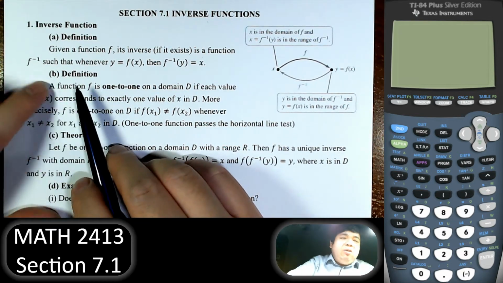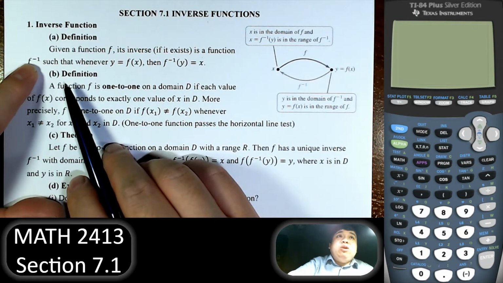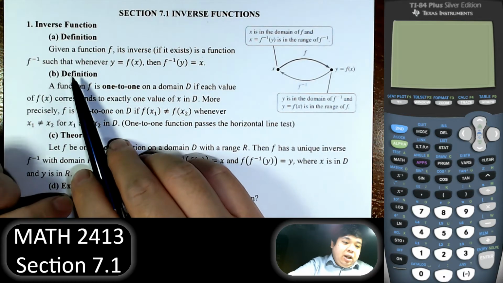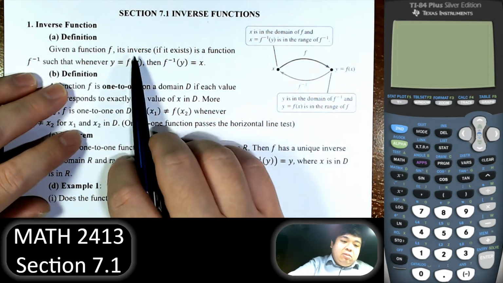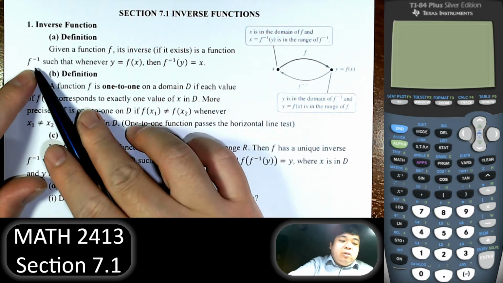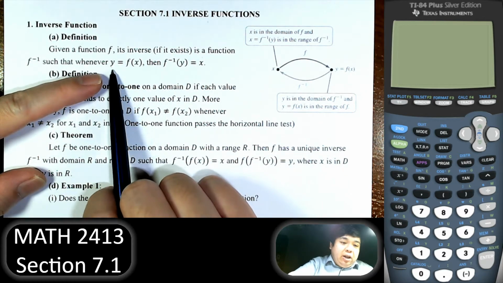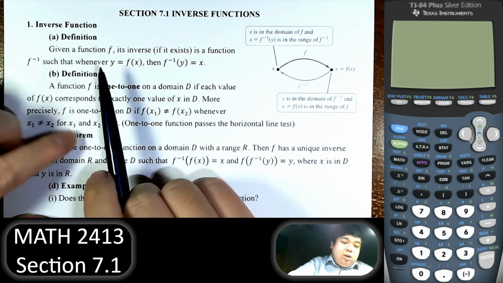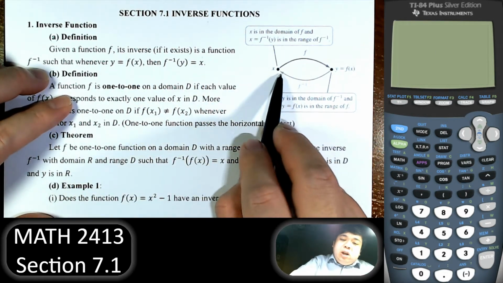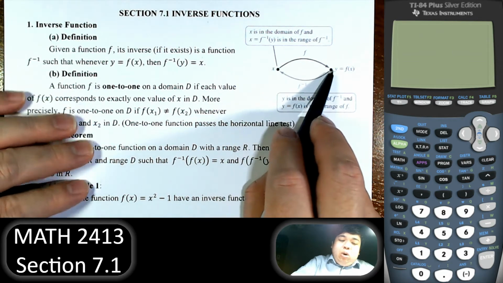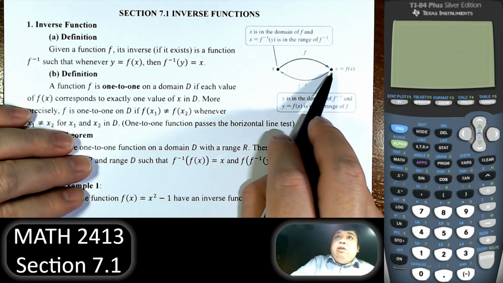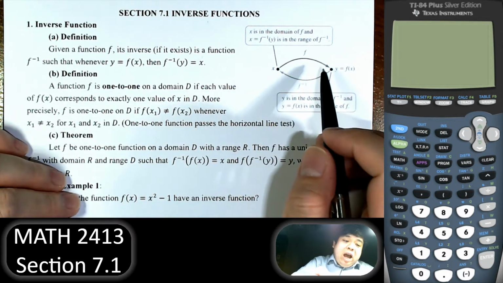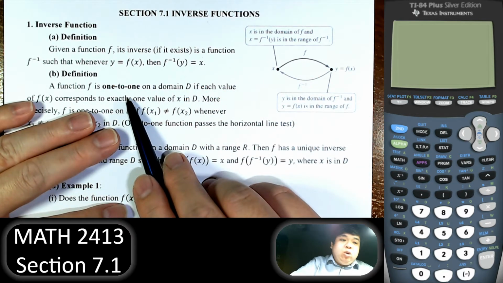So an inverse function we denote by, of course, f to the negative 1, but we usually just say f inverse. f inverse is the inverse if this is a function such that y equal to f of x, then the inverse is equal to x. So pretty much the function will assign an x to a y, and then the inverse will assign y back to x. But in order for that to happen, the function needs to be one-to-one.